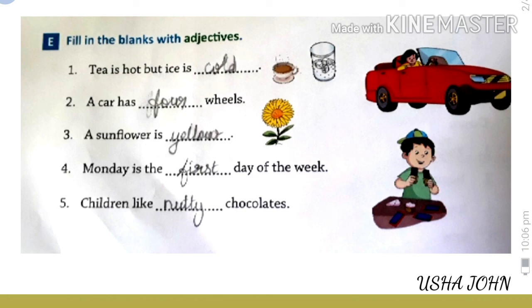Next, exercise E. Fill in the blanks with adjectives. Tea is hot, but ice is cold. Second one, a car has four wheels. Third one, a sunflower is yellow. Fourth one, Monday is the first day of the week. Fifth one, children like nutty chocolates.